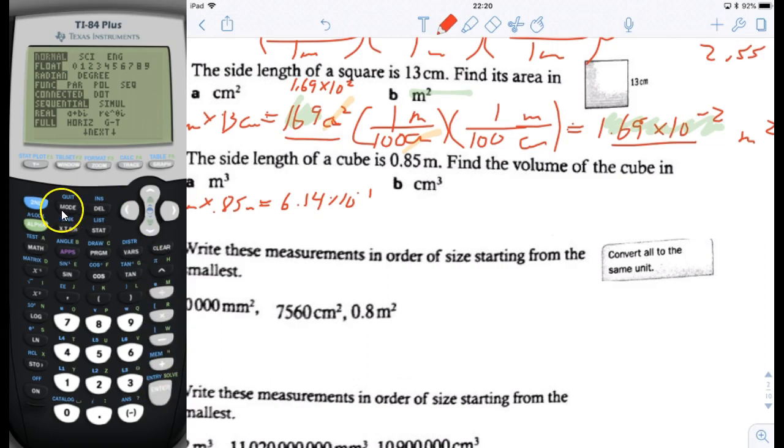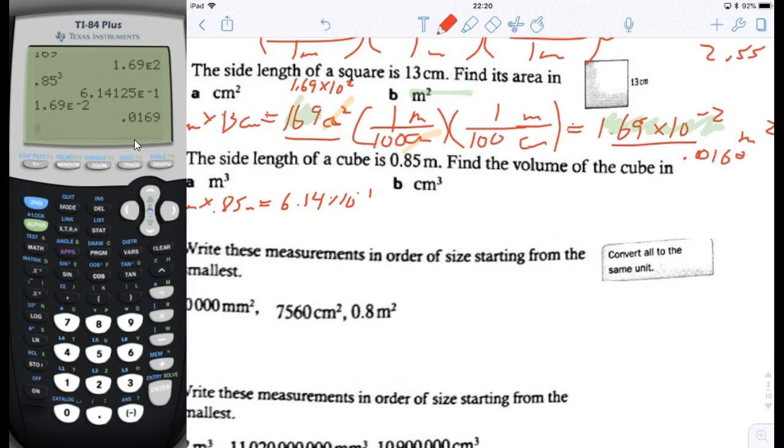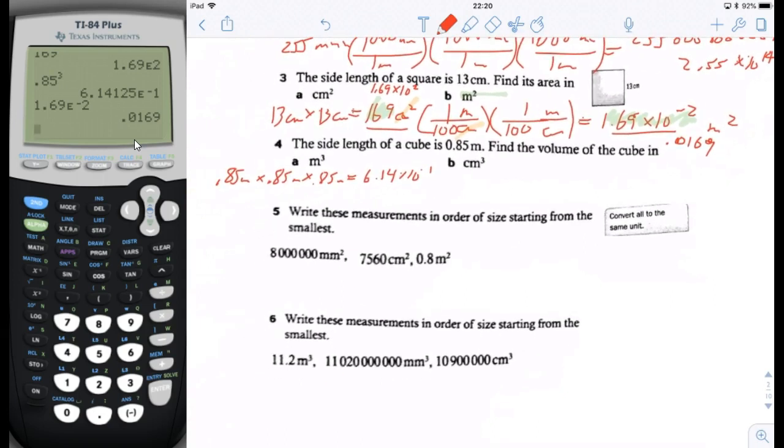Normal. Quit. Let's see what 1.69 times 10 to the negative 2 is in regular notation. It's 0.0169. Okay? And so we don't need this one in scientific notation here. So 0.85 times 0.85 times 0.85 is, let's go back and do that again now that we don't have it in scientific notation anymore. It's 0.614.